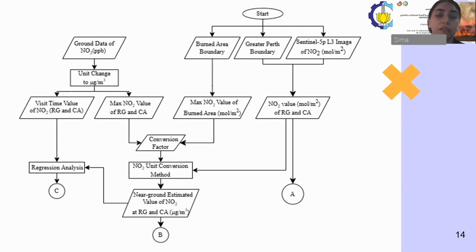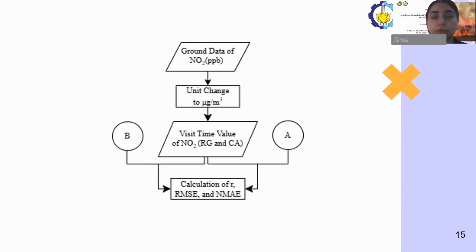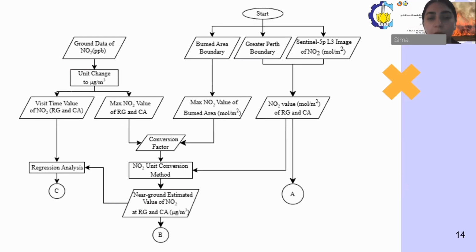Then the near-ground estimated value of nitrogen dioxide at Rolling Green and Coversham was obtained. And then, to check how unit conversion affects the accuracy of the results, the correlation coefficient, RMSE and NMAE between the ground values of both stations and both the satellite-derived and converted data were calculated to see how it affects.